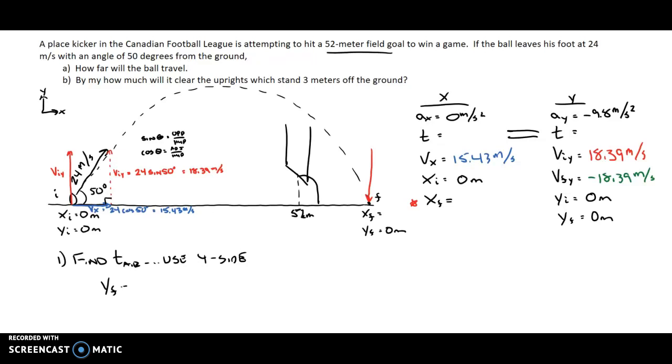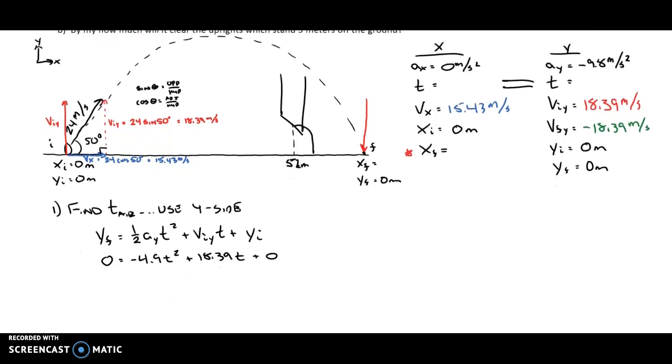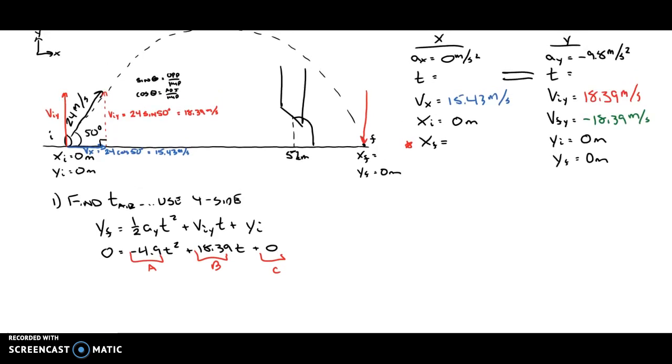So I've got my equation, y final is 1/2 a_y t squared plus the initial velocity in the y times t plus y initial. And I'm going to plug in what I have. I have 0 equals half of negative 9.8, which is negative 4.9 t squared, plus my initial velocity in the y, 18.39 t, plus my initial position. Now, what I've encouraged all you guys to do is use the quadratic formula and program it in your calculator. This would be my A term, this would be my B, and this would be my C. In this special case where our C term is 0, it simplifies the math.